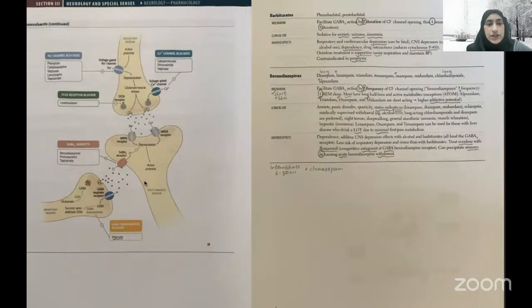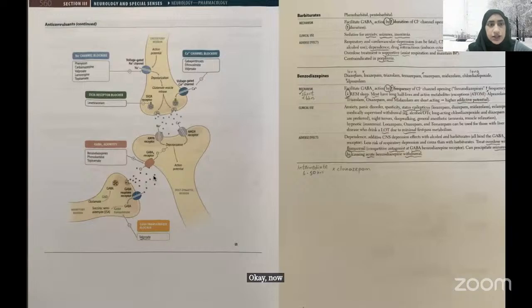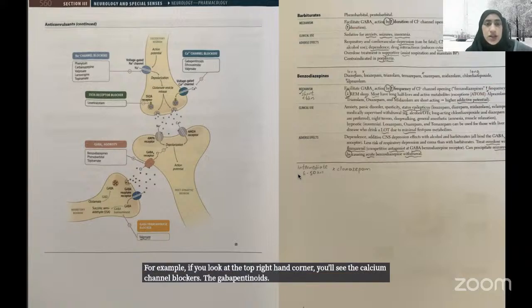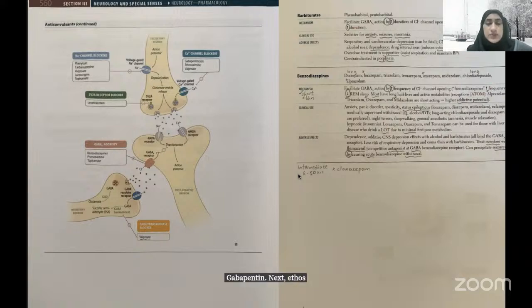Okay. Now, we have this famous diagram. Here, you can see all the drugs that we just discussed and exactly where they're located. Sometimes you can get this diagram and be asked to identify which drug is located where. For example, if you look at the top right-hand corner, you'll see the calcium channel blockers: the gabapentinoids, gabapentin, next ethosuximide used for absence seizures, and valproate.